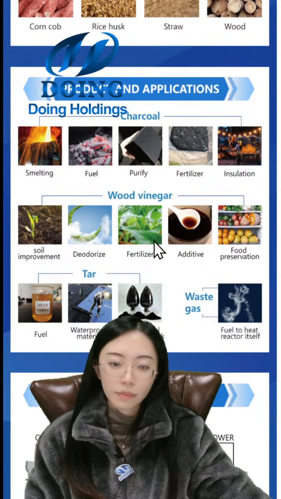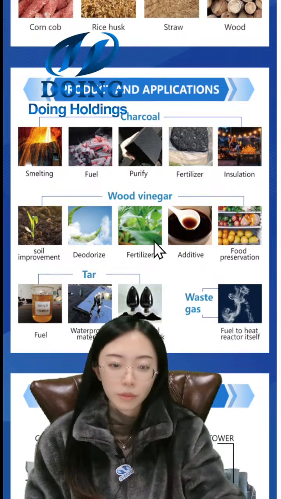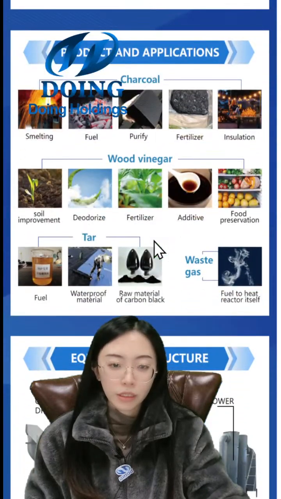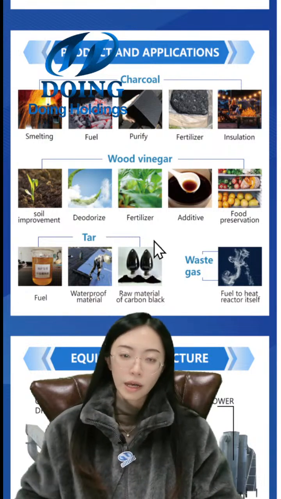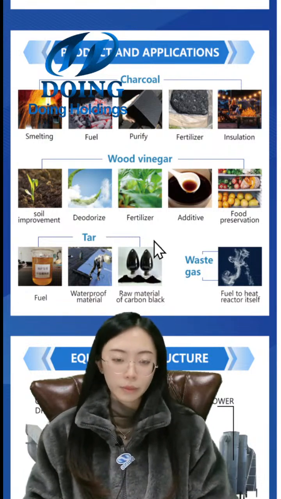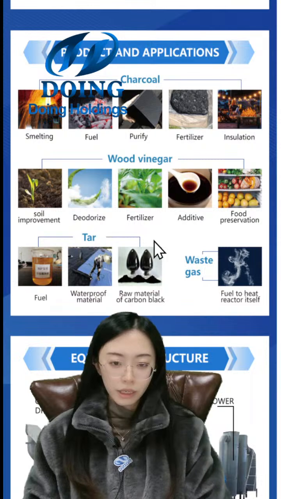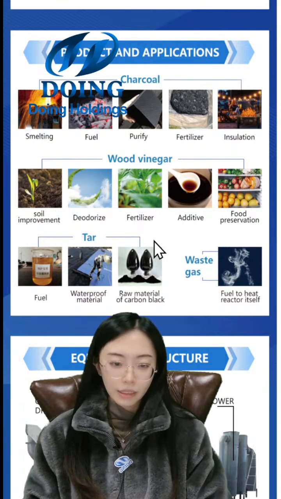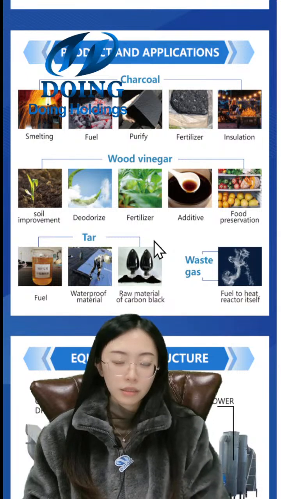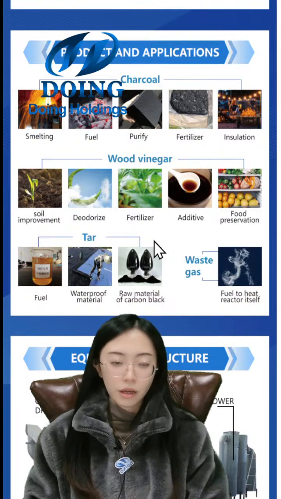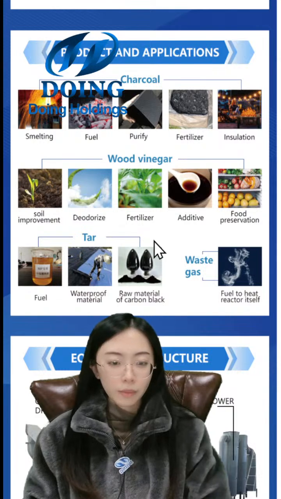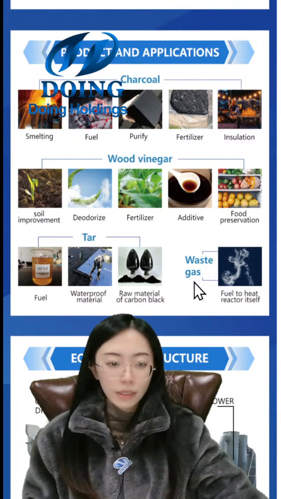And the tar can be used as fuel, for waterproofing, and also as the raw material of carbon black. Carbon black has a high heating energy and can replace coal, or it can be the raw material of paint, rubber, and other things, giving carbon black a wider use. And the waste gas.